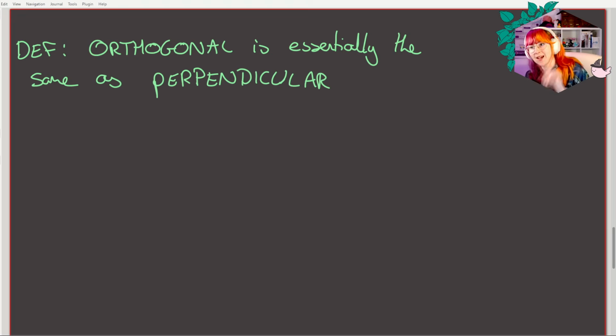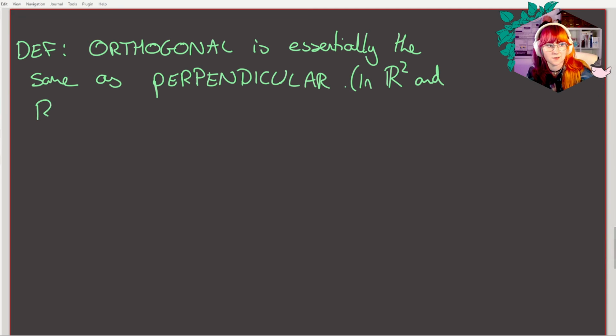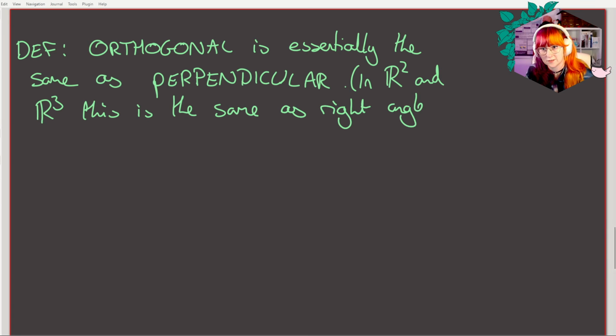Okay, how do we do that if we haven't defined the dot product yet? This is the thing. In R2, R3, this is as right angled. We will introduce a formal definition later.